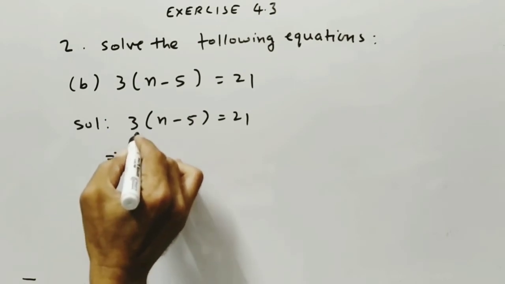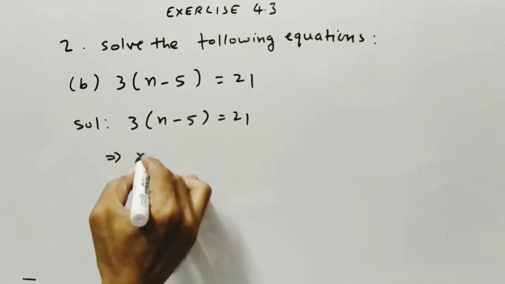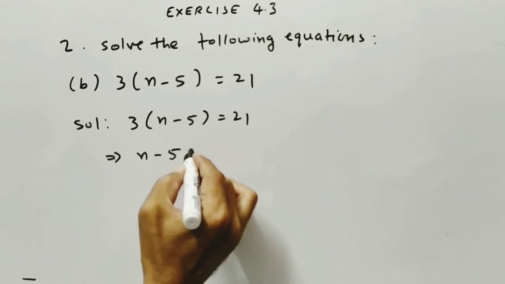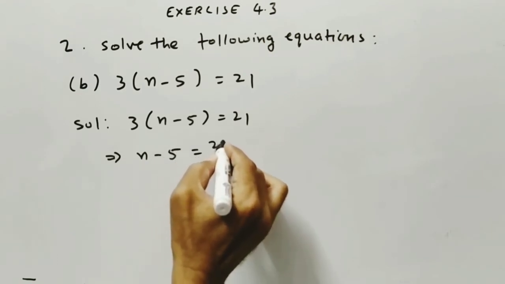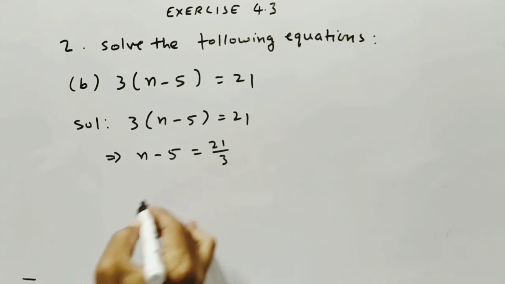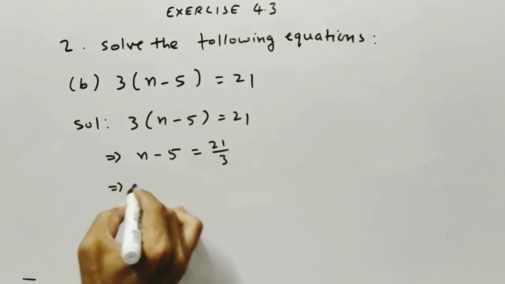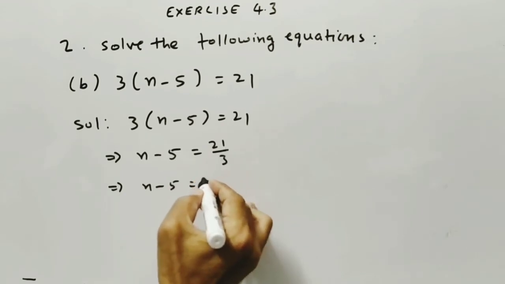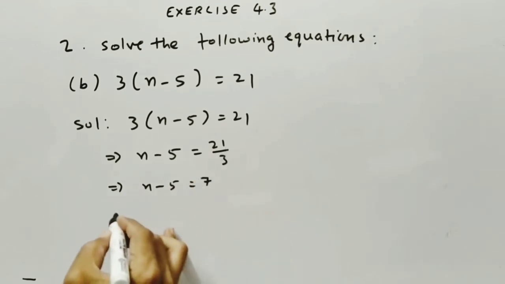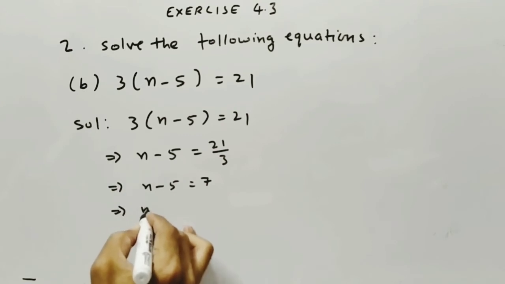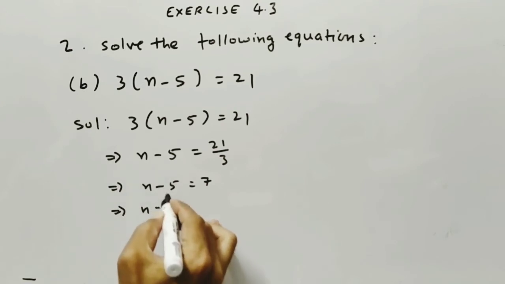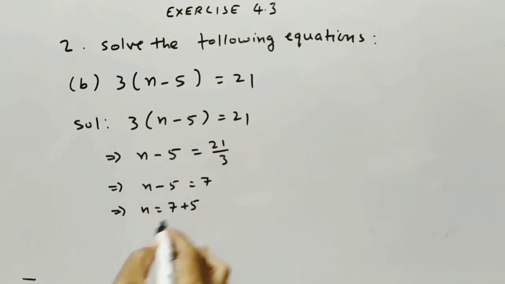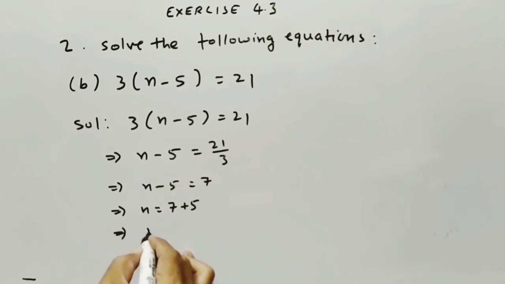This implies 3 send this side. n minus 5 keep as it is, 21 divided by 3. This implies n minus 5 is equal to 7. This implies n is equal to 7 plus 5. This implies n is equal to 12 is the solution of the equation.